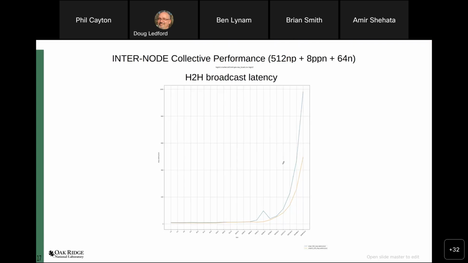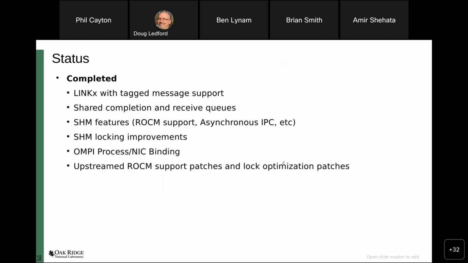This is the broadcast, again, with 512 number of processes, 8 processes per node, and 64 nodes. So I'd like to go over a little bit of a status of the work. One thing actually I'd like to mention before I leave the performance side of things.